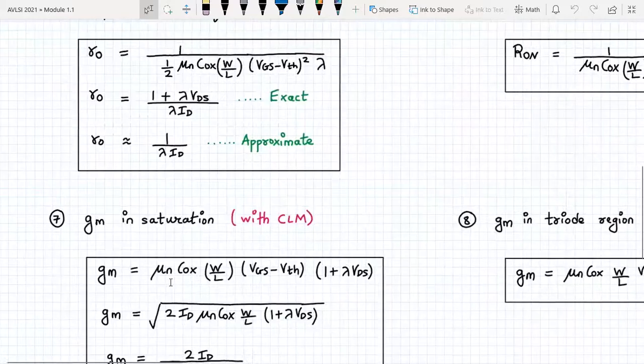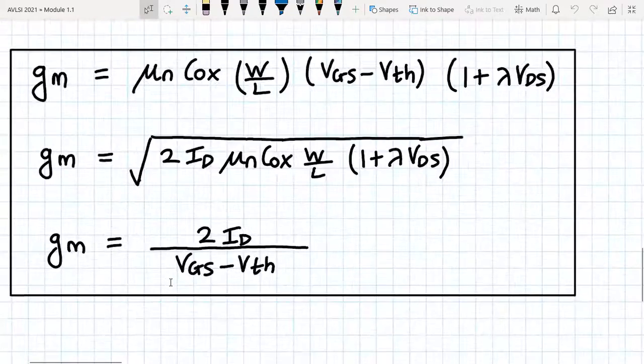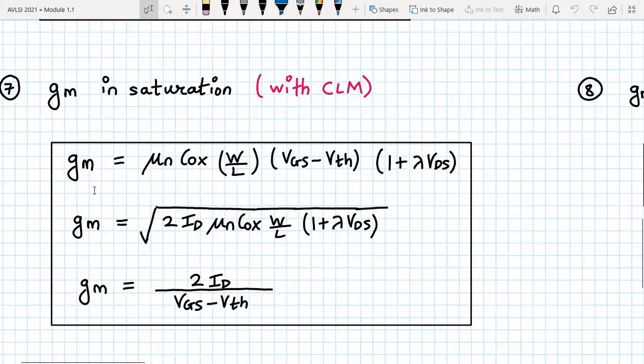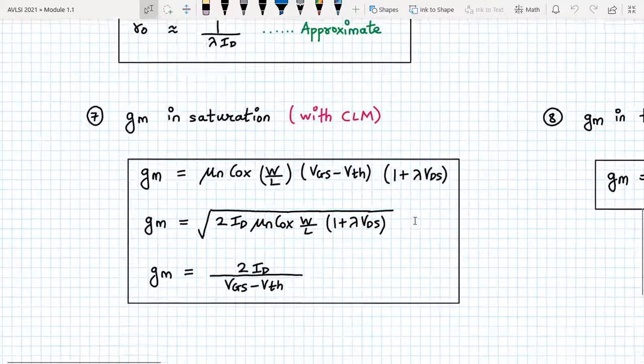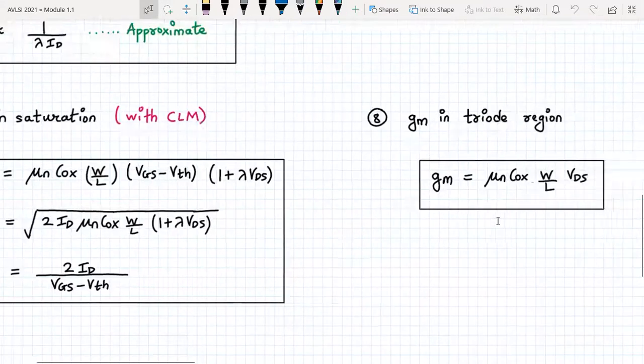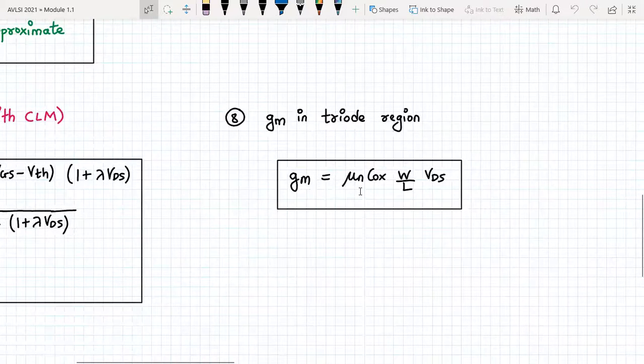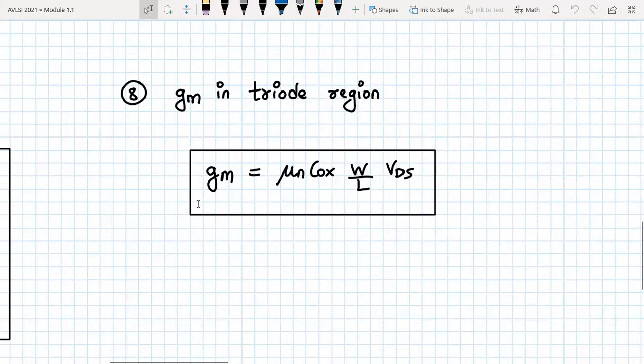Now, with channel length modulation, the GM value in saturation is given by the first expression, and the second expression is modified. So we have an additional 1 plus lambda VDS term. In the second expression also, we have an additional 1 plus lambda VDS term, whereas the third expression remains unchanged. That is the value of transconductance in saturation with the channel length modulation parameter. Now the value of transconductance of a MOSFET in the triode region, we have derived it.